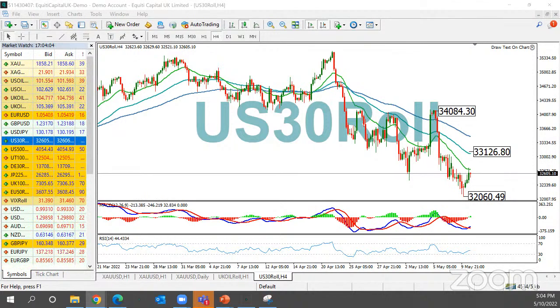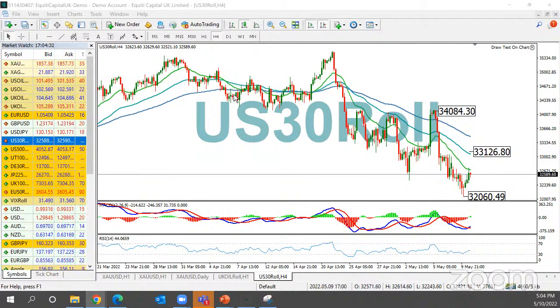If the CPI numbers, after a hawkish view, came in lower than expected tomorrow, you could see Wall Street, the Dow Jones, the S&P 500 and even the US Tech 100 indices, pull higher towards the level of 33,126, which is the moving average over here. This is confirmed from both the RSI and also the MACD.